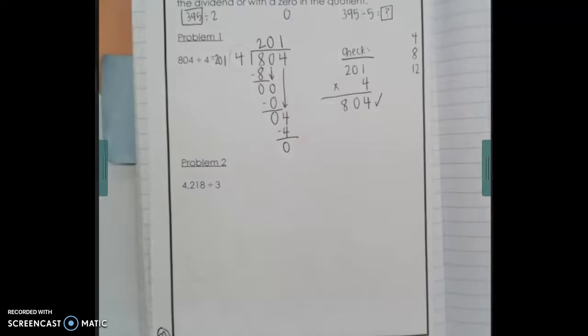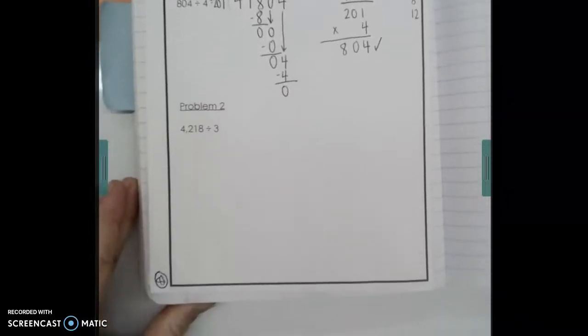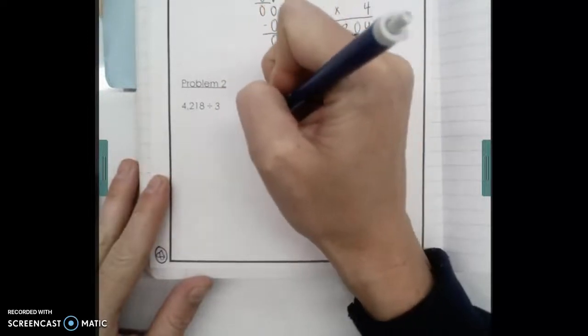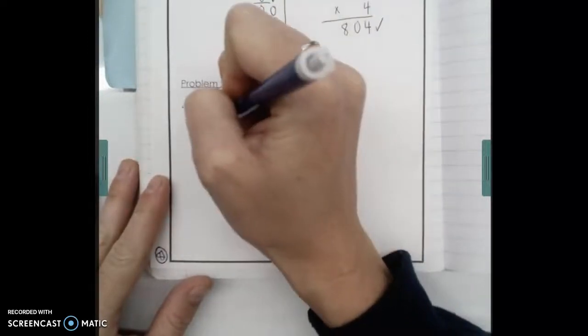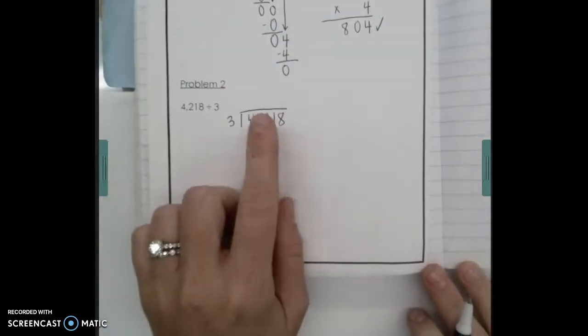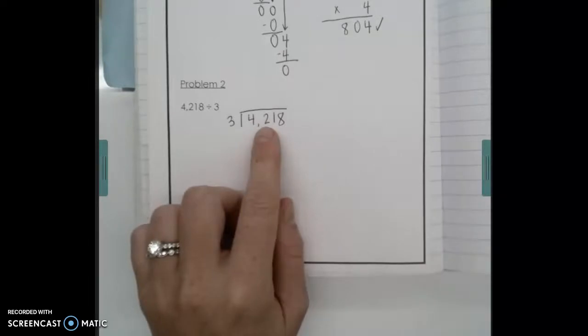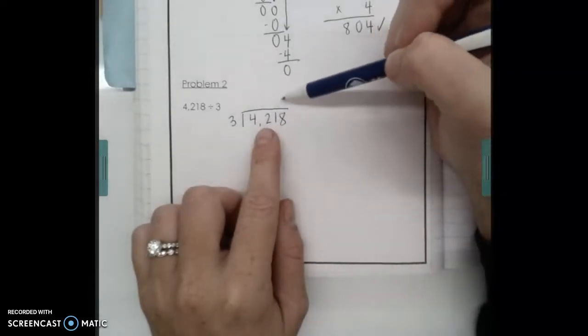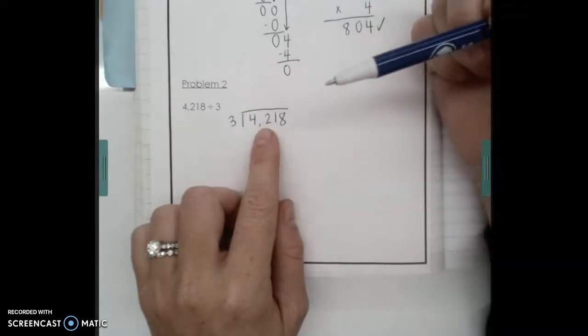Okay, so let's try the same thing on our next one. Here we have a 4-digit number that we're going to be dividing by 3. So I'm going to put my number in the house, 4,218, and my 3 on the outside. I don't have a 0 in my dividend, so that kind of gives me a clue. If my objective is to have a 0, I'm probably going to have a 0 somewhere in my quotient, so something to think about as we solve.